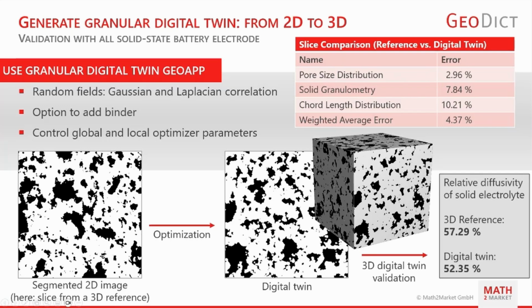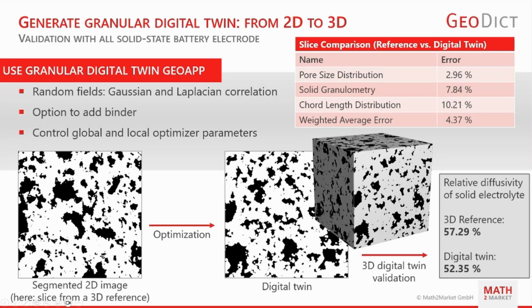And with this app, it's possible to create a 3D digital twin out of a 2D image. So the app takes a 2D segmented image as input, as well as some options for the structure generator. And then it runs some optimization loop to find the best parameters for the 3D structure generator, so that the properties of the 3D generated material match the ones of these 2D slices.